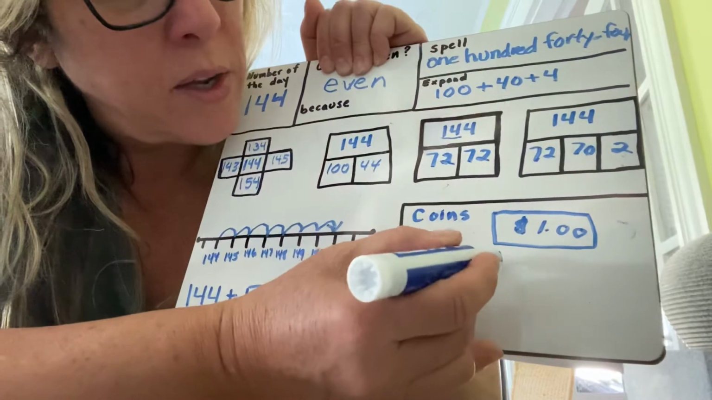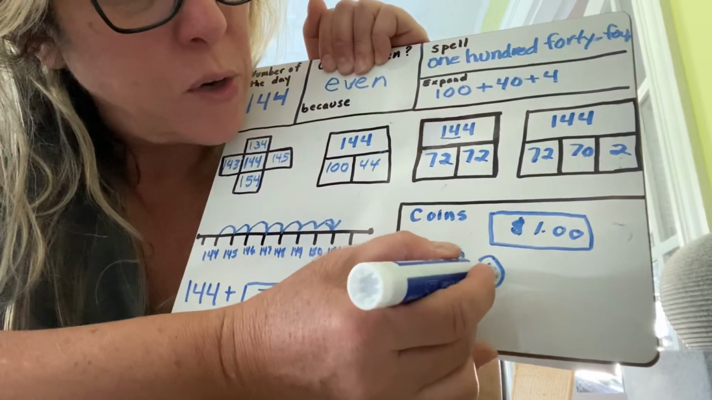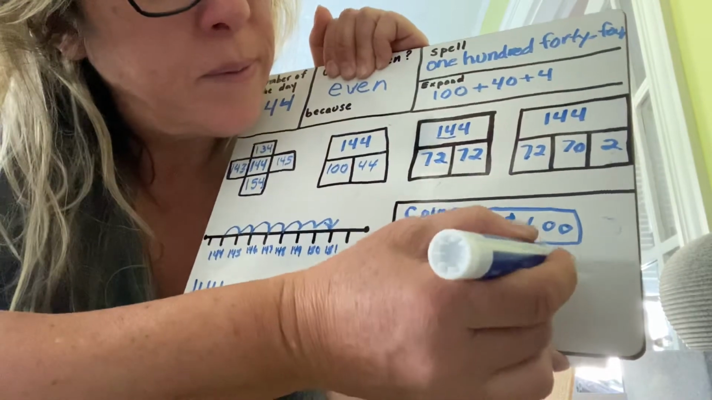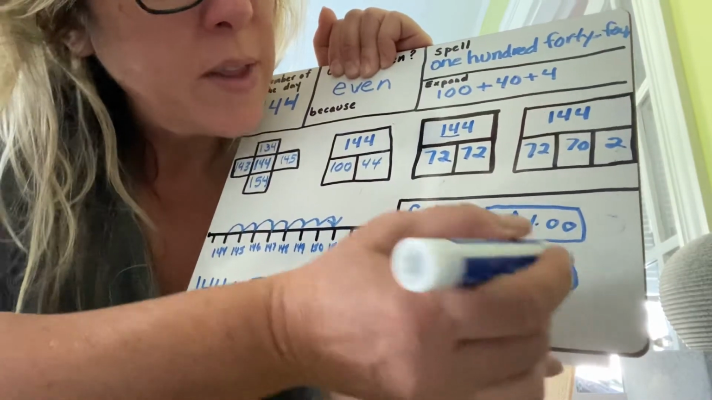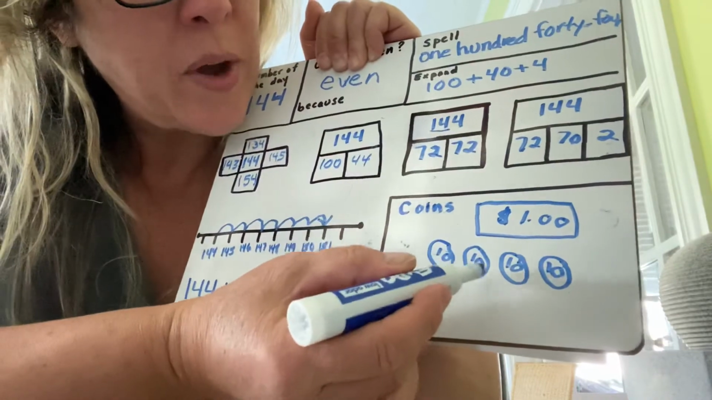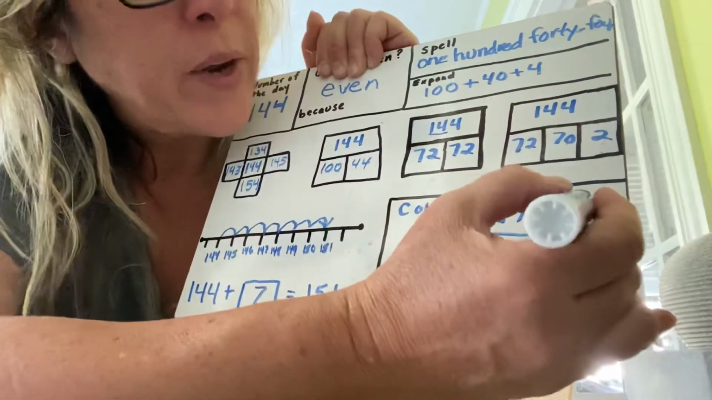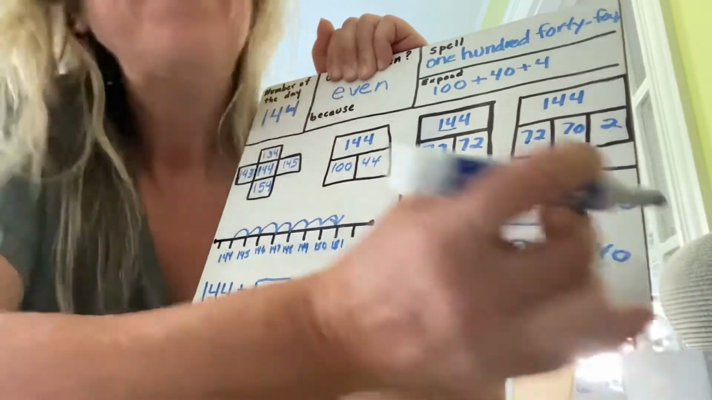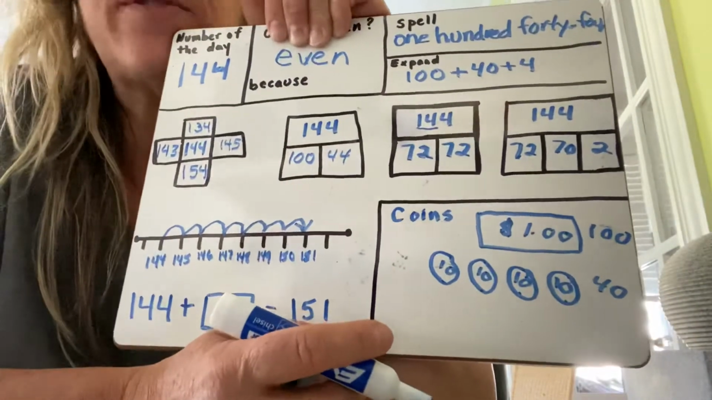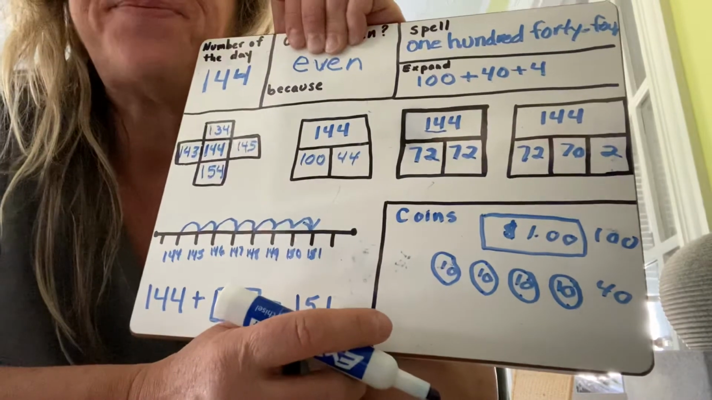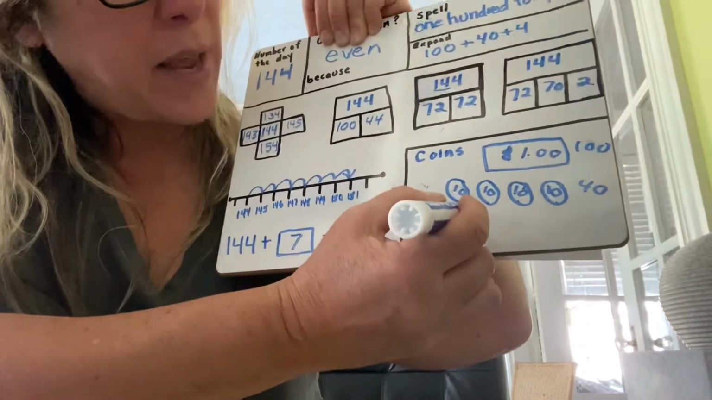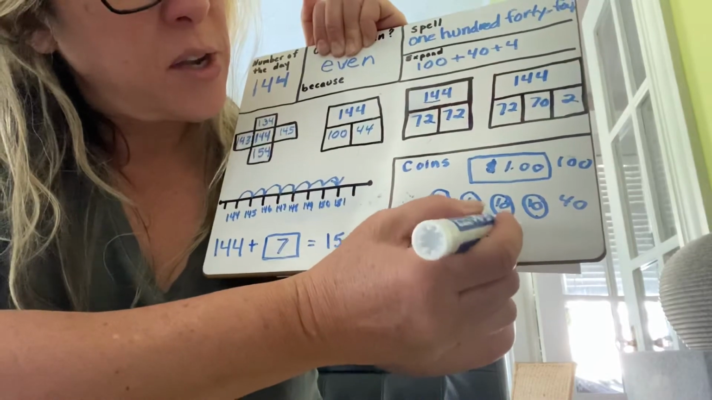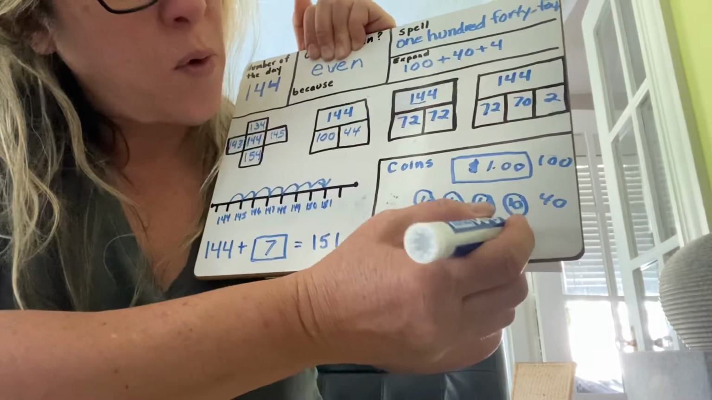1, 2, 3, 4. Let's count them together. 10, 20, 30, 40. So here's the 100 part. Here's the 40 part. And I still have 4 cents left over. How could I make 4 cents? You're right, 4 pennies. 1, 2, 3, 4.